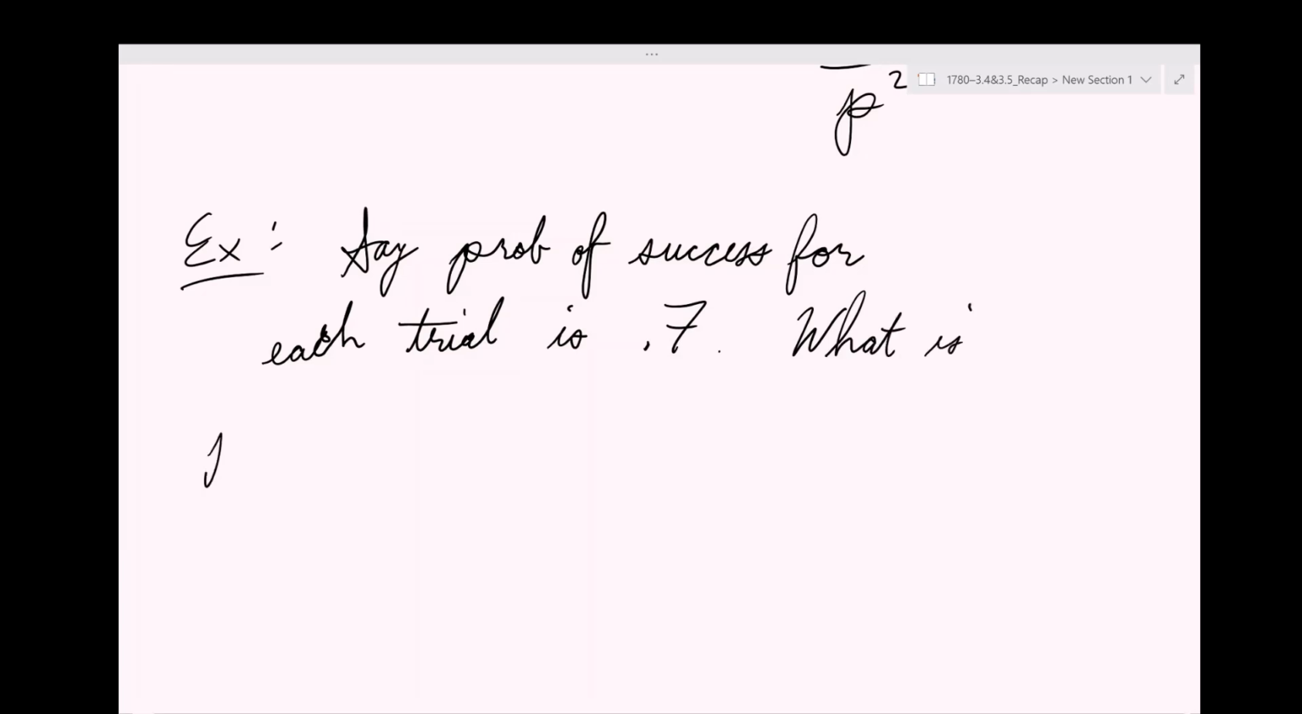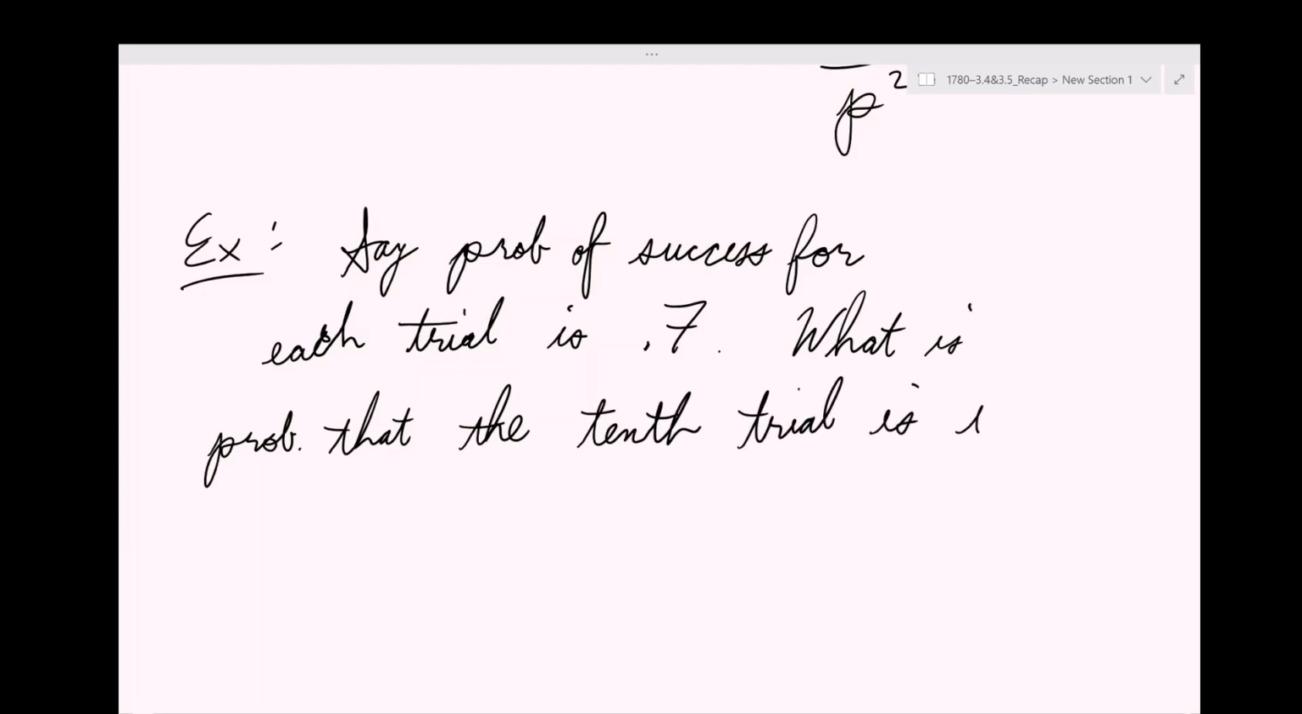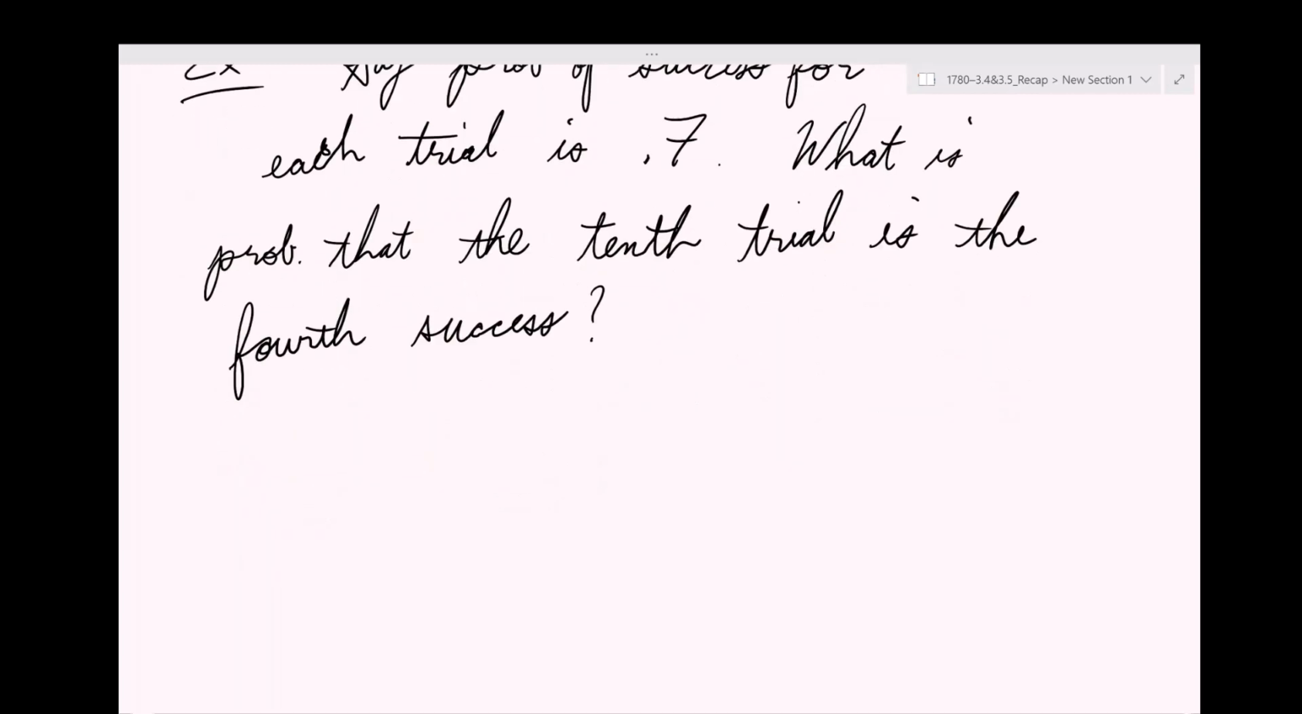What is the probability that the 10th trial is the 4th success? So this is the kind of question you can run into where you would want to apply negative binomial, and it can become pretty tricky to decide what the values of each of my variables are. So let's think through that really quick.